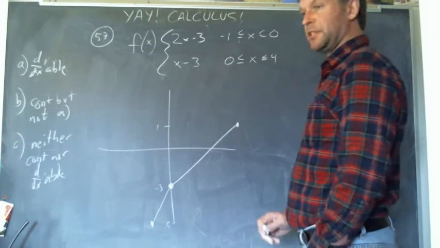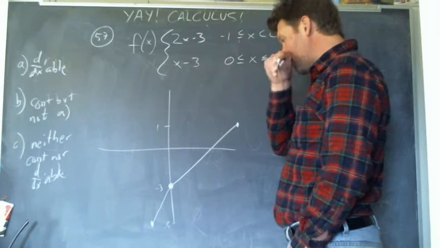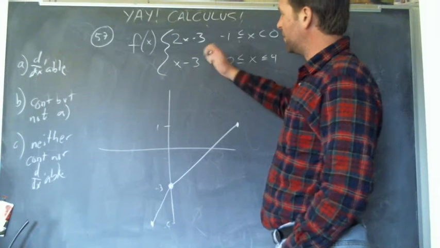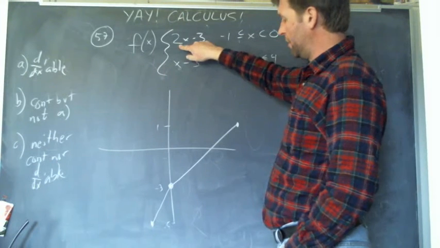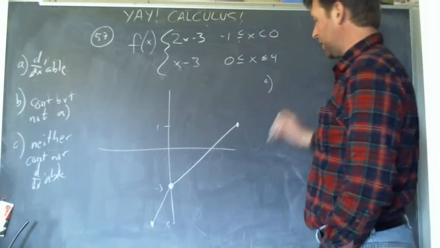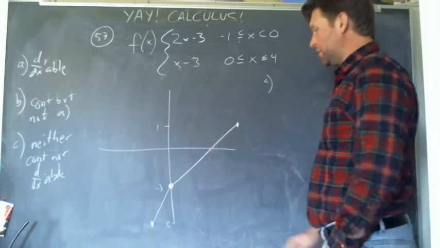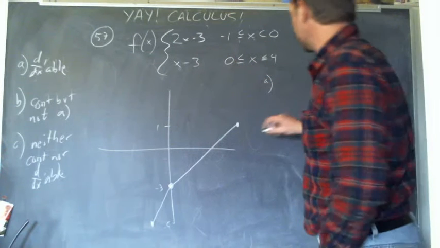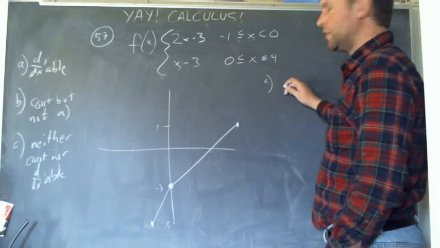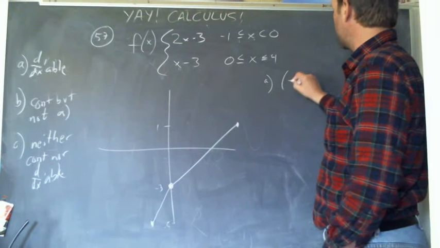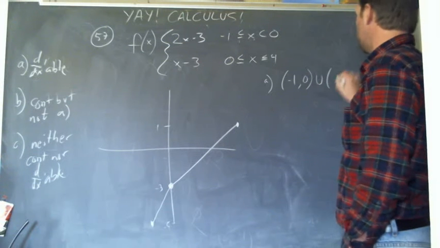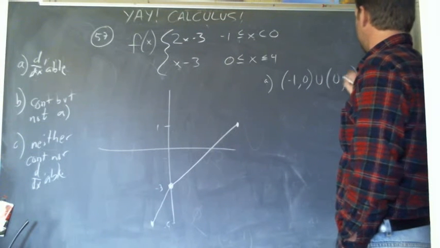So we're talking about differentiability. Differentiable. Got a corner there. The corner can easily be seen because your slope here is 1 and your slope here is 2. So that's bent. So for A, we're differentiable everywhere, not at 0, but we're not defined on the whole real line here. So we're differentiable from negative 1 up to 0, and from 0 to 4.